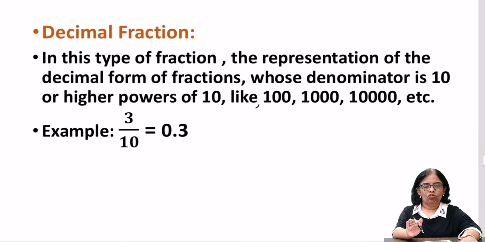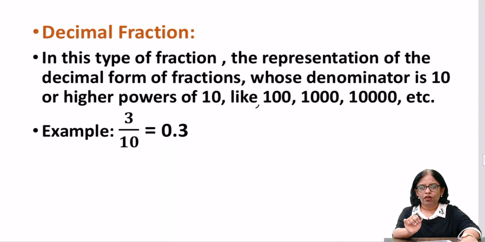Decimal fraction. From childhood we know that decimal is what? 10, 100, 1000, 10,000. If the denominators are in this range, it is called a decimal fraction. So in this type of fraction, the representation is in decimal form, of a fraction whose denominator is 10 or a higher power of 10, that is, 10, 100, 1000 and so on. It is called a decimal fraction.